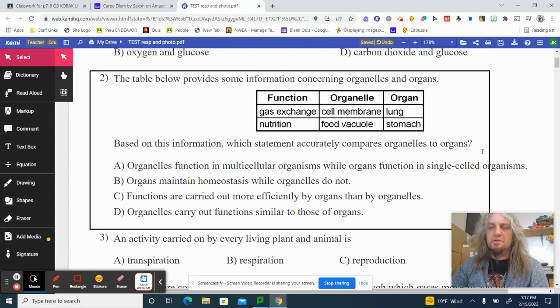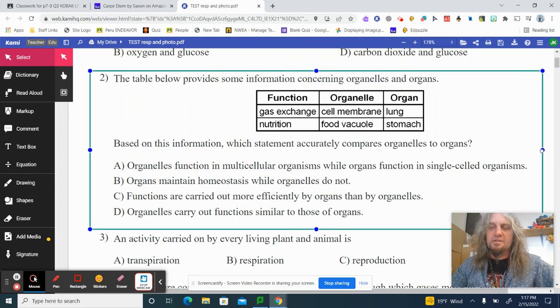Question two. The table below provides some information concerning organelles and organs. First column says function. Second column says organelle. Third column says organ. Gas exchange, nutrition, cell membrane, food vacuole, lung, stomach. Based on this information, which statement accurately compares organelles to organs?